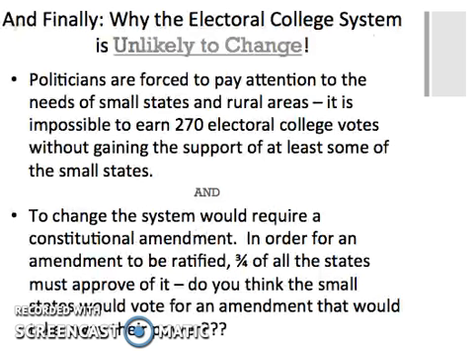And finally, you ask, is this going to change? It seems like a flawed system. Many people don't like it. They think that the people should choose the president. But here's why it's very unlikely that it's going to change.